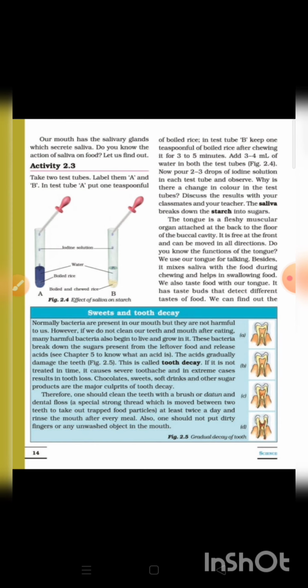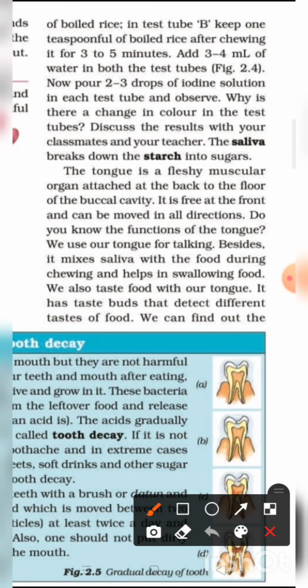Till now we got to know what ingestion is, what types of teeth are there in our mouth, what their functions are, and also we got to know about the salivary gland and its secretion, which is saliva, that breaks down the starch into sugars. Next we come to the tongue.